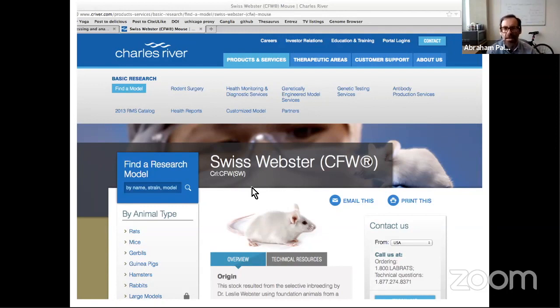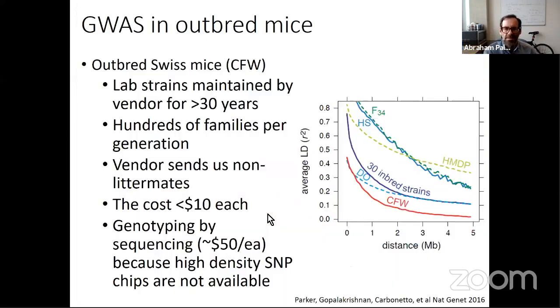And in this particular vignette, I'm going to talk about these mice, which are available from a vendor, Charles River, CFW mice. These animals are maintained as an outbred population. They've been maintained by the vendor for about 30 years as outbred, so that's maybe 60 to even 120 generations for mice. Every generation, they maintain hundreds of animals, and they avoid breeding siblings to maintain a genetically diverse population. The vendor is able to send us non-litter mates, so we don't have very many first-degree relatives, but we certainly have other kinds of relatives, and that's something I won't talk about, but we've had to deal with in statistical ways.